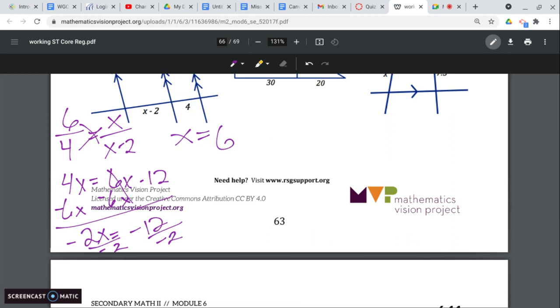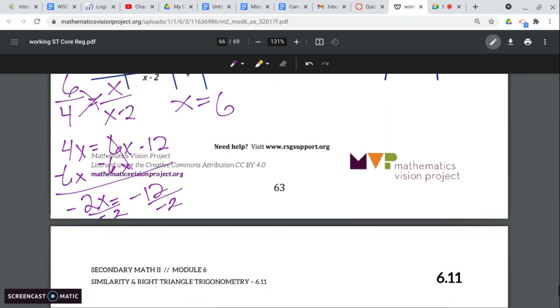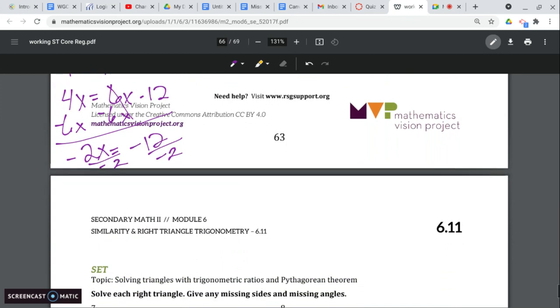So when we have those parallel lines, just set the parts across from one another over each other. So one side over the other, and then cross multiply and solve for your proportions. So proportions is your key word for this lesson, proportions.